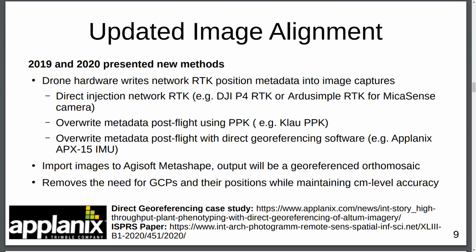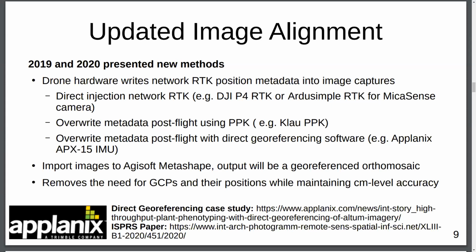can get position of the drone, but when we use a direct georeference, we get not only the drone position, but we get the orientation of the camera. So rather than something like Agisoft Metashape solving for position of the drone and angle of the camera, we don't have to solve that. We now know what those numbers are. So this makes it really easy to import our images to Agisoft Metashape, which is what we use for our orthomosaic generation. And we can get a georeferenced orthomosaic as an output.